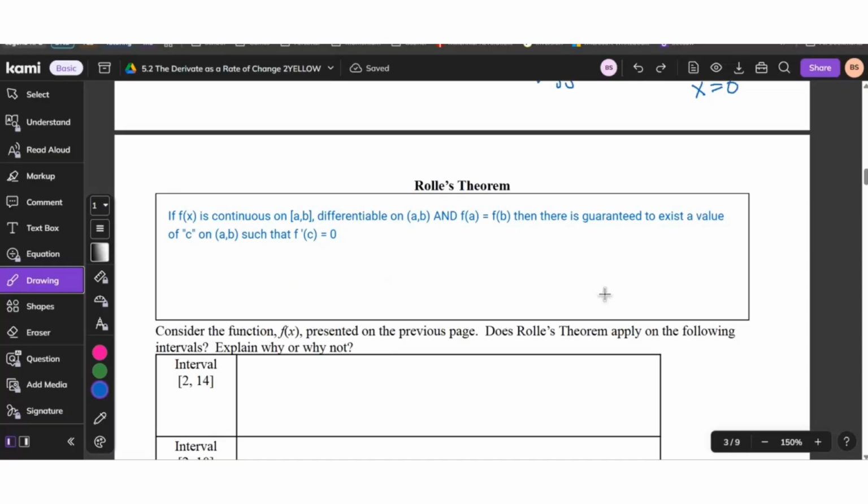All right? When you say such that f prime of c equals 0, that would mean that the derivative equals 0. So because the derivative equals 0, it means it's a critical point. Right? So it's a max or min. Yes? Yes. Perfect. Okay. So we're going to consider the function f of x presented on the previous page.